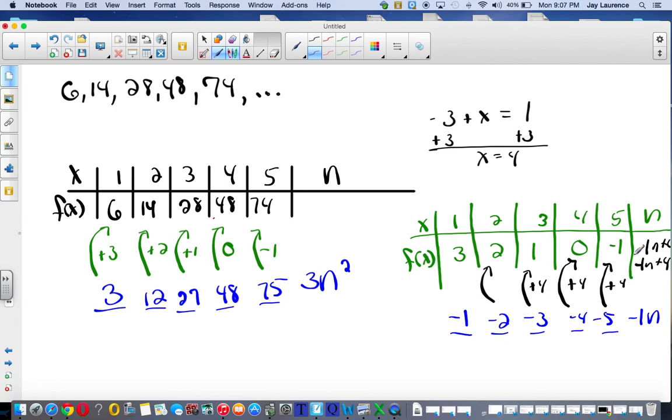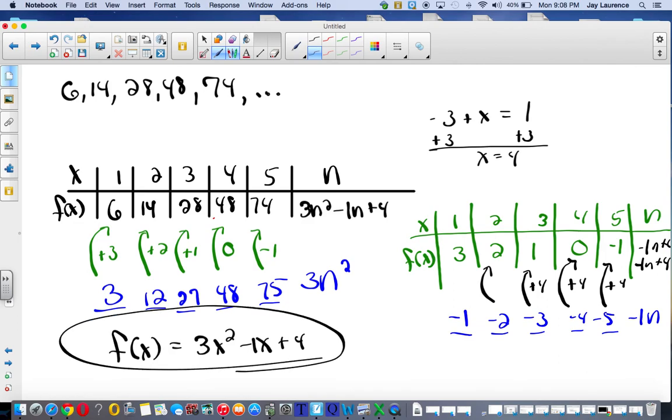So my whole nth term is going to be 3n squared minus 1n plus 4. My function will be f of x equals 3x squared minus x, or minus 1x, plus 4. And there you go. Another one where you had to do a pattern within a pattern.